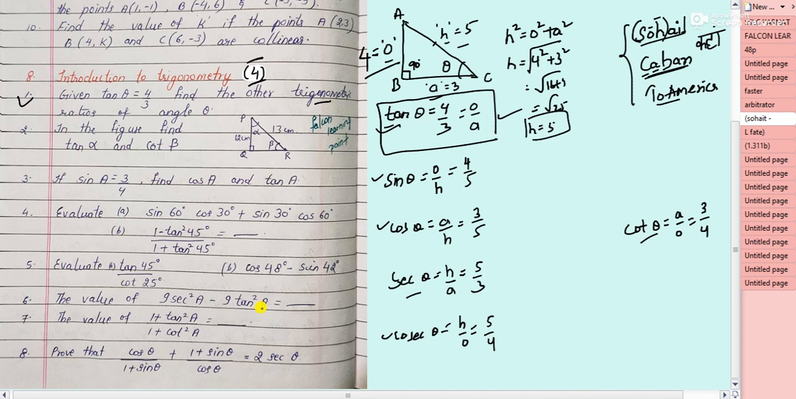Okay, moving to the next question. I hope you have clearly understood the concept as well as this question. Okay, moving to question number 2.